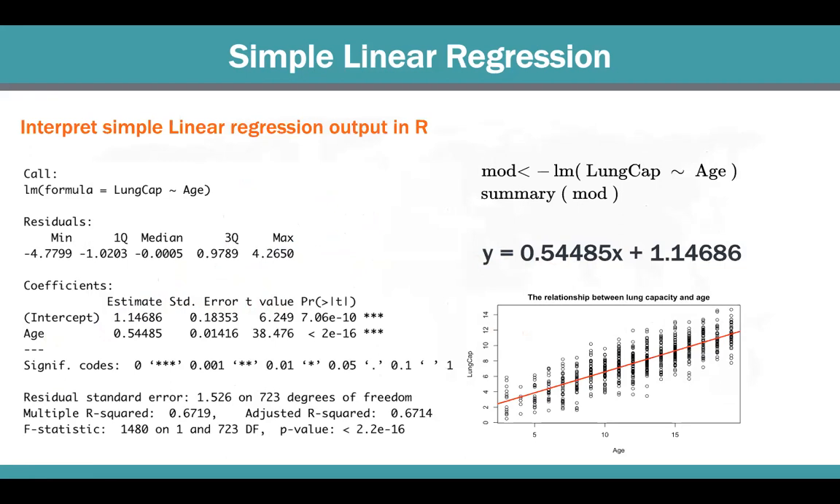And I will show you an example of linear regression. The data I'm going to use is about the relationship between lung capacity, age, and height. It's this kind of data points. I'm going to show you in the R console.